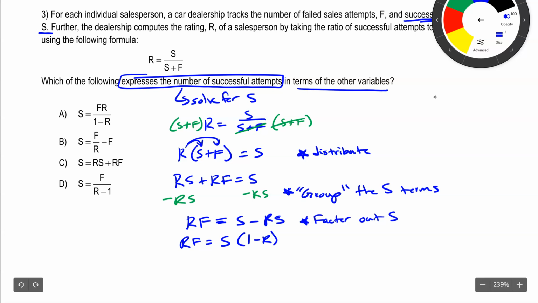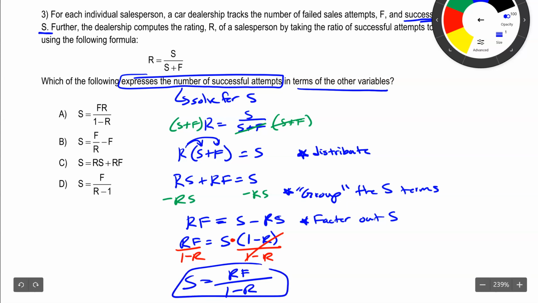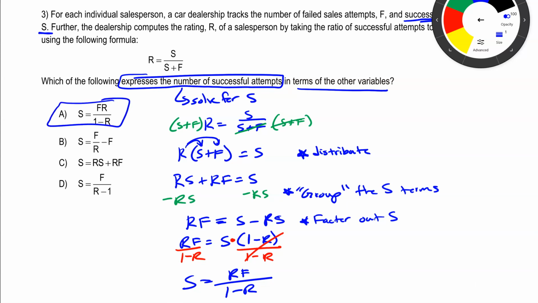And now, because I've got just that singular S, and this is multiplication, I can divide both sides by 1 minus R, and these are going to cancel. So my solution is going to be S equals RF over 1 minus R. And that's going to be our answer, which it looks like we've got a solution up here of letter A. So that's how we get that one there, and that one's really sneaky. Good technique to know about, the whole grouping and then factoring when you have multiple terms that have that same variable that you're trying to solve for.